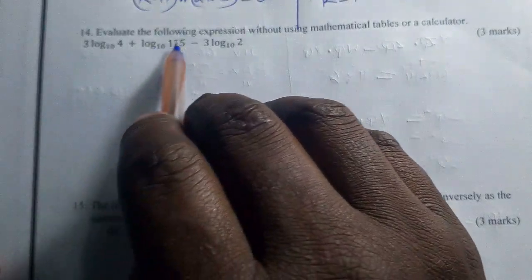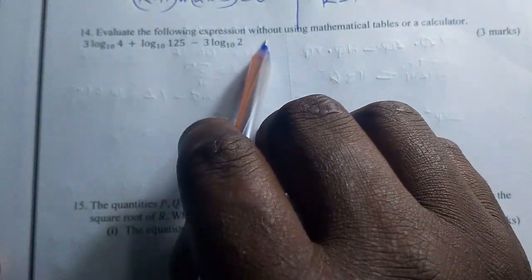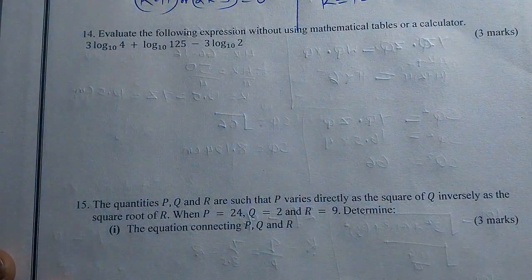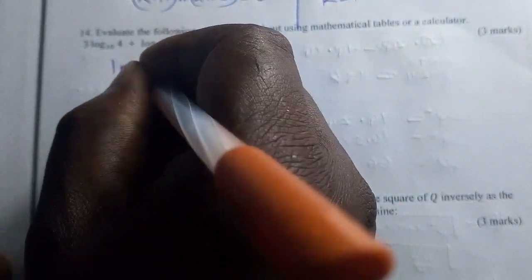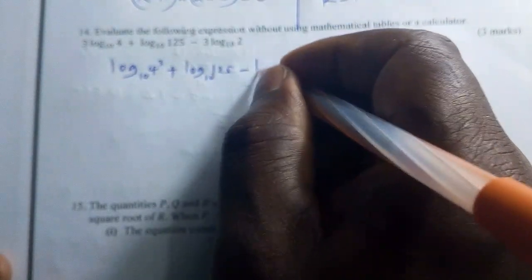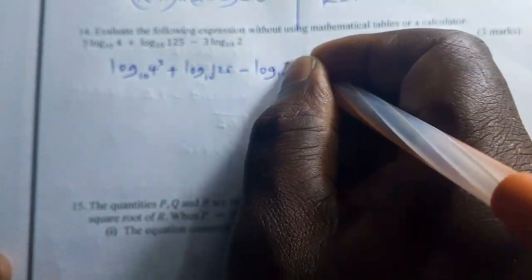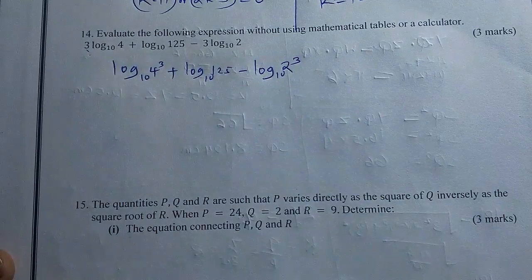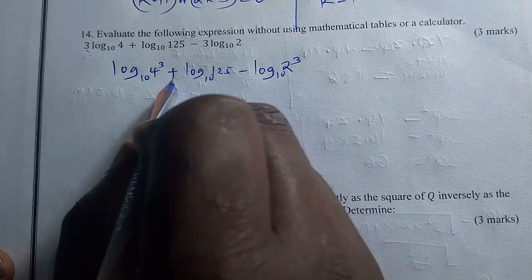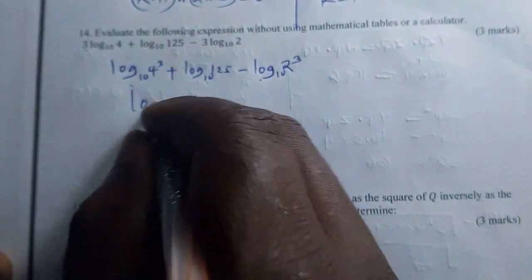Evaluate the following expression without using mathematical tables or a calculator. So this is log base 10 of 4 raised to power 3, plus, you bring this here, log base 10 of 125, minus log base 10 of 2 raised to power 3. That is the first law we need to understand. But when it is addition, it means multiplication. The common factor is log base 10.